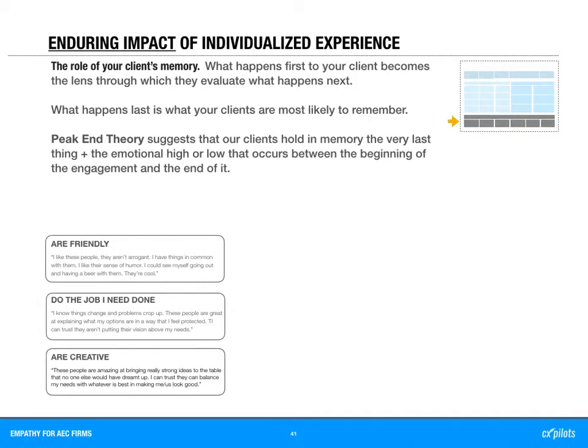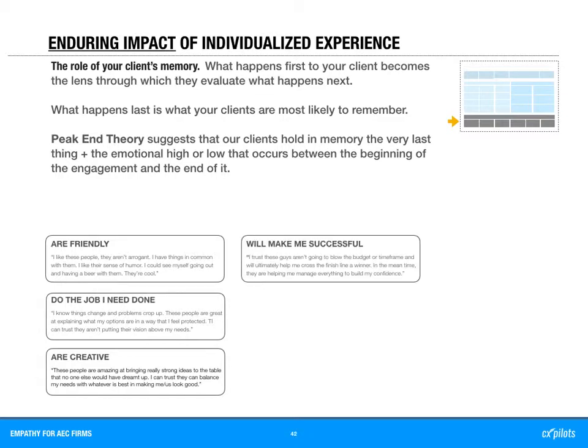Are they creative? These people are amazing at bringing really strong ideas to the table. I'm really glad I hired them. They came up with a solution that we would have never thought of. That's really important. Are they going to make me successful? Are they on the road to helping me really succeed in the project that I'm responsible for?